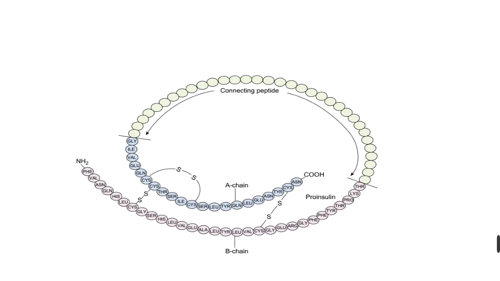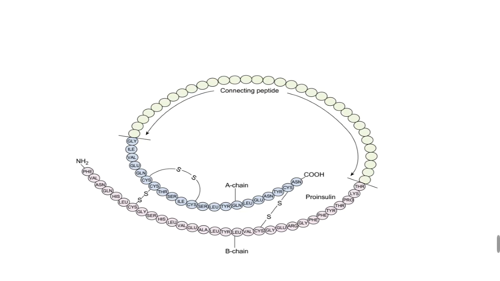This figure demonstrates the insulin molecule, which is composed of two polypeptide chains. This is the proinsulin and this is the connecting peptide. Why is it called the connecting peptide? Because it connects the two polypeptide chains. This is the A chain and the B chain. When the connecting peptide is present, the molecule is called a proinsulin.